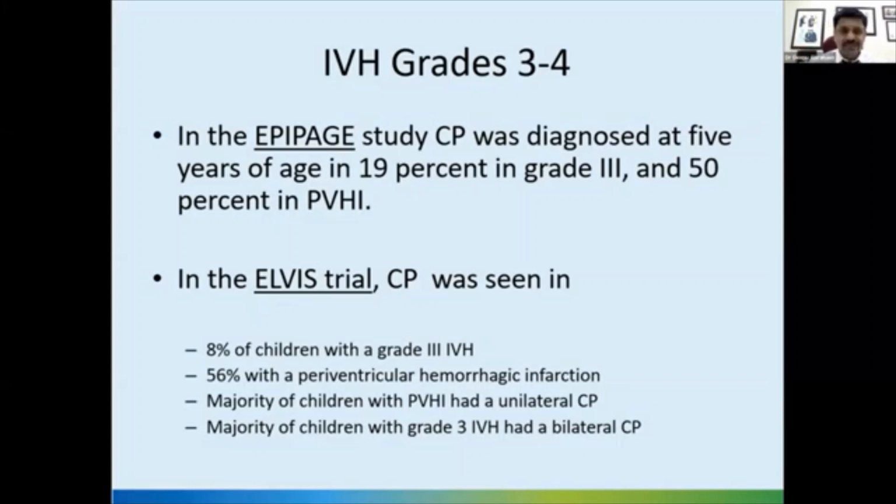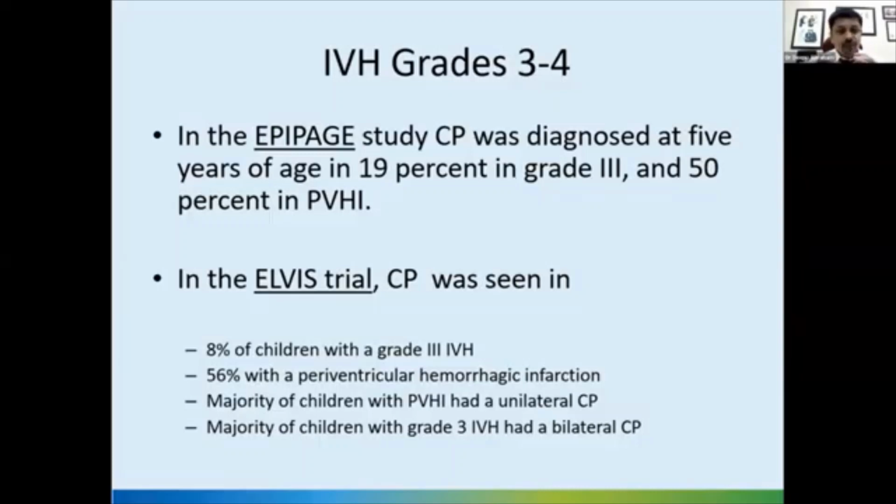And in the most recent ELVIS trial as well, in periventricular hemorrhagic infarction, the incidence of cerebral palsy was 56%, whereas in grade 3 bleed it is less, 8%. But again, that is the total. If you look at unilateral, bilateral differences, it could be a bit higher. It could be higher in the bilateral group.